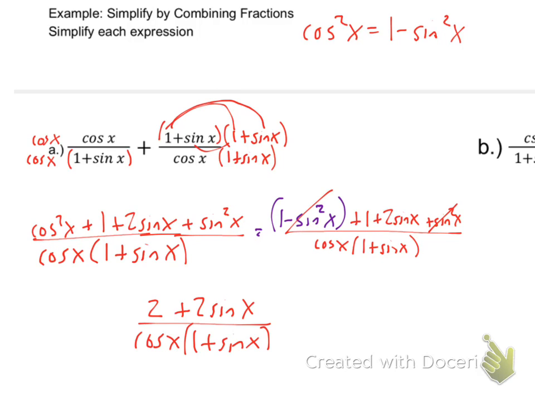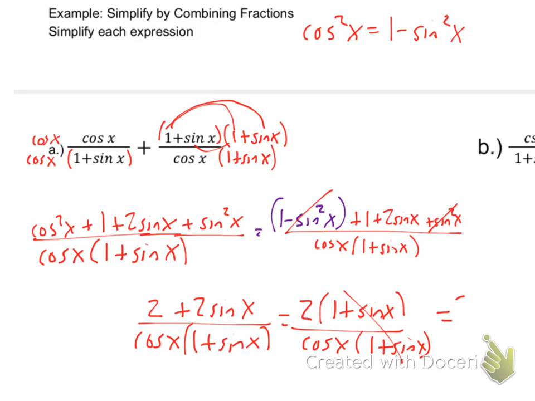But wait a minute. There's something on top now. What do they have in common? So couldn't I take the 2 out? Factor that? What do I get? 1 plus sine x. And it's the same thing. So it's 2 over cosine x. Boom. Those cancel, leaving you with 2 over cosine x.